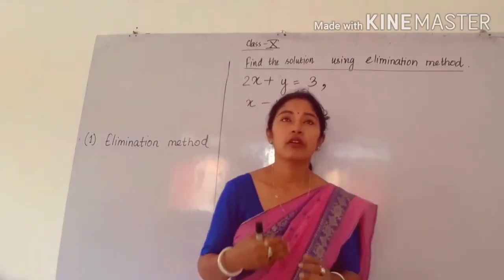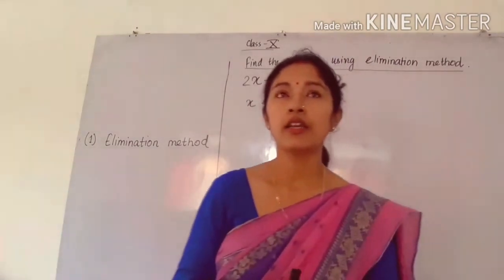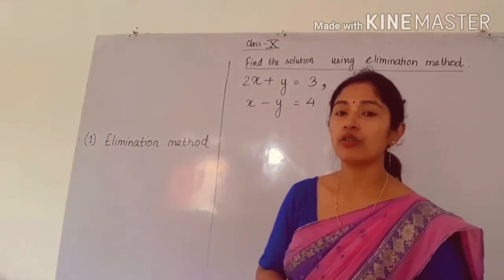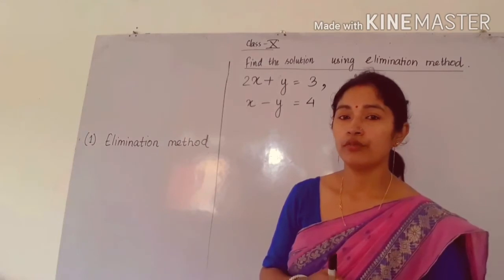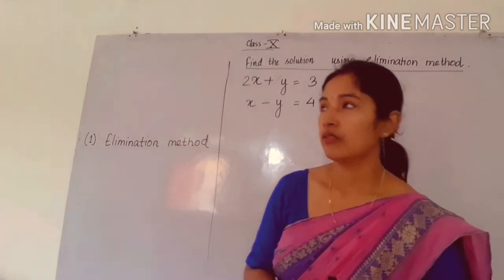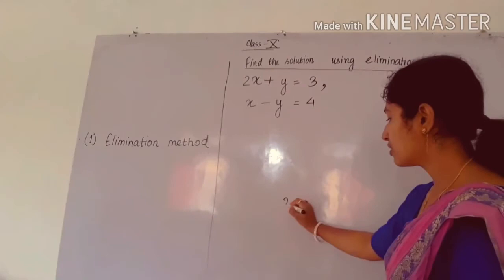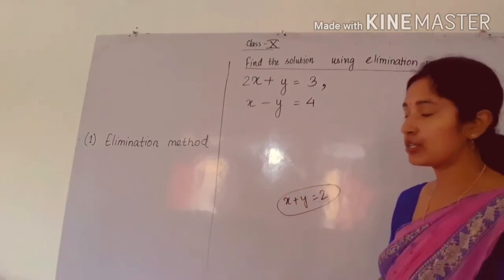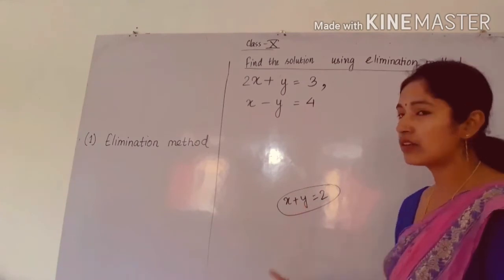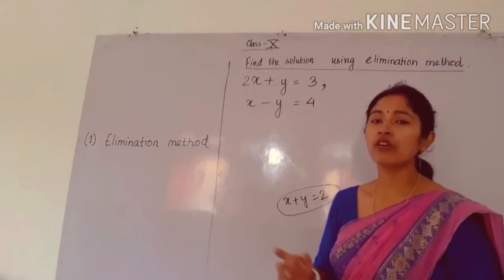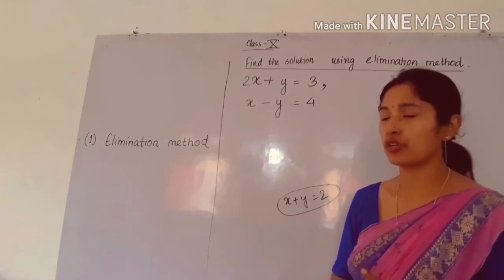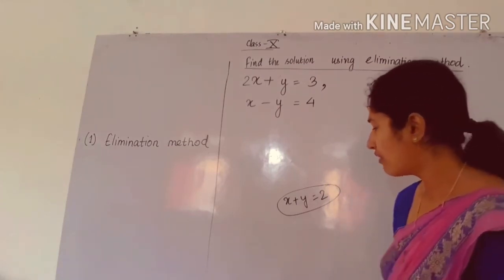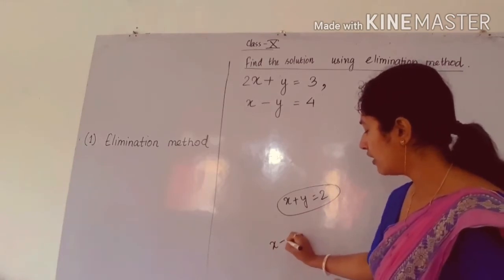See, if in a linear equation we have two variables, we cannot find the exact solution of the variables. For example, x plus y is equal to 2. In this particular linear equation, the values of x and y are infinite. We cannot find exactly one solution. So when will we be able to find only one solution? When in an equation we have only one variable.